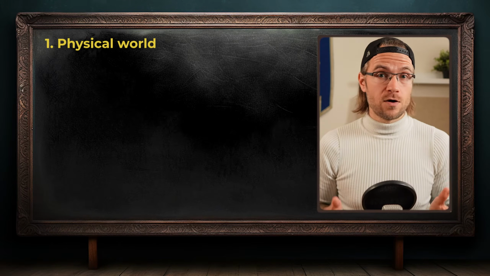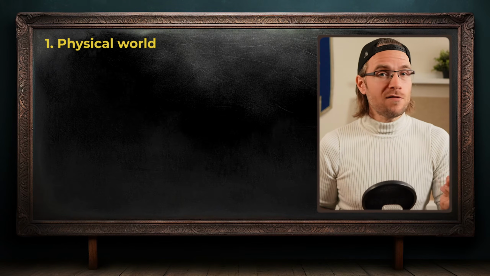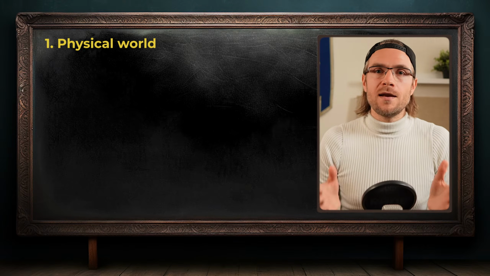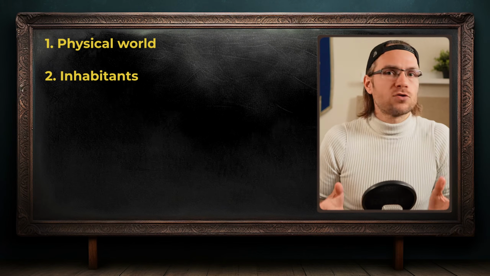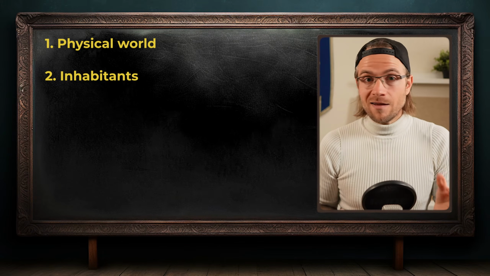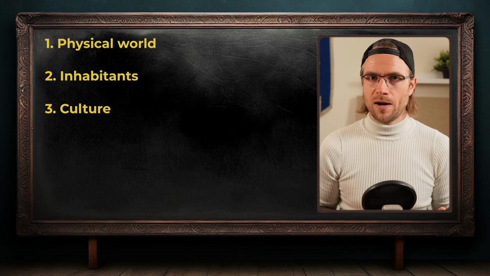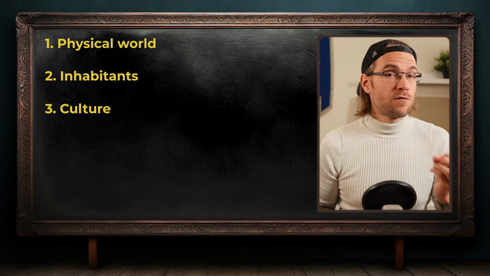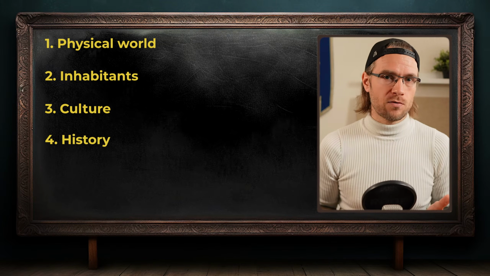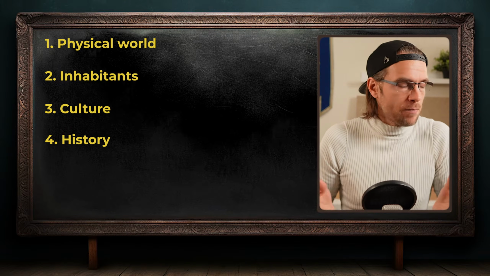We start with the physical world, your canvas. This is where geography, climate, and natural resources come into play. Then we have the inhabitants, the characters who call your world home. Next, I'll walk you through the cultural aspects. How do your inhabitants organize themselves? What do they believe? From there, we look at historical background. What major events have shaped your world?